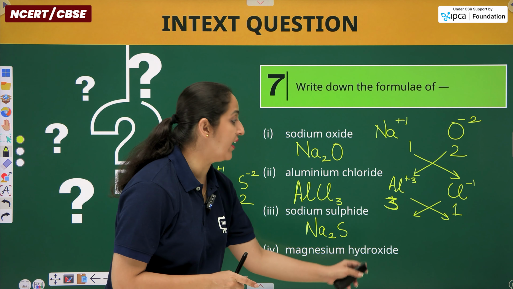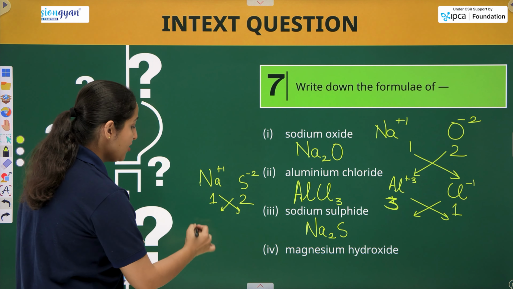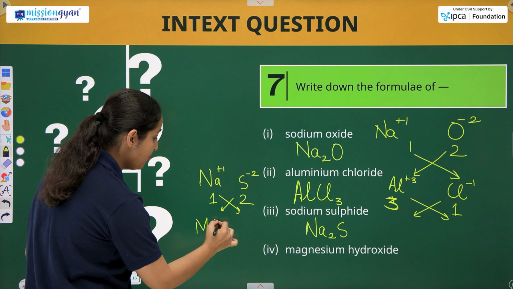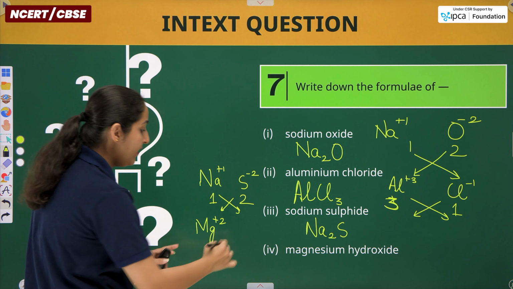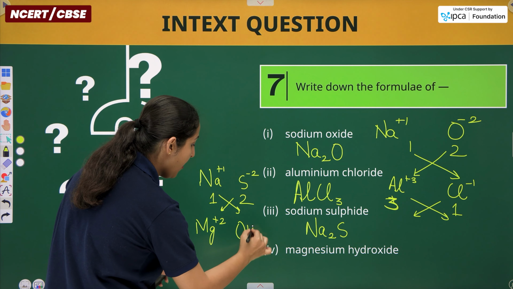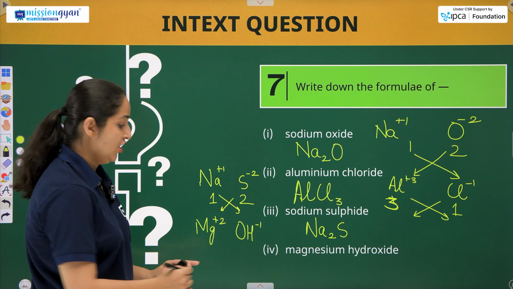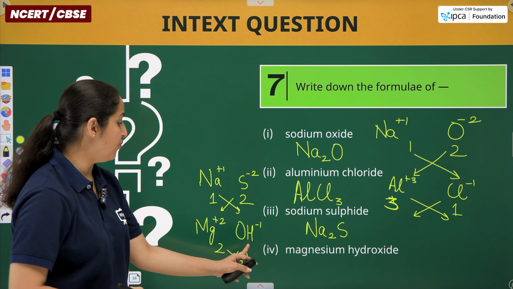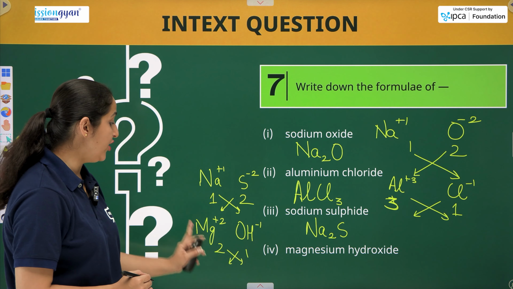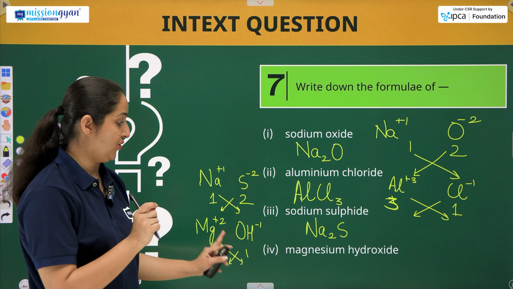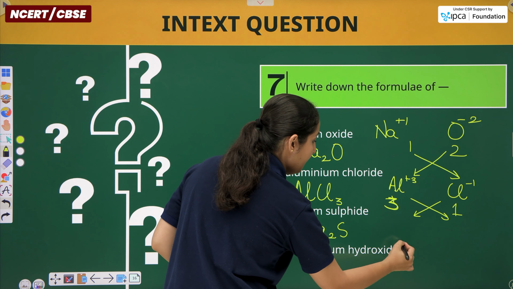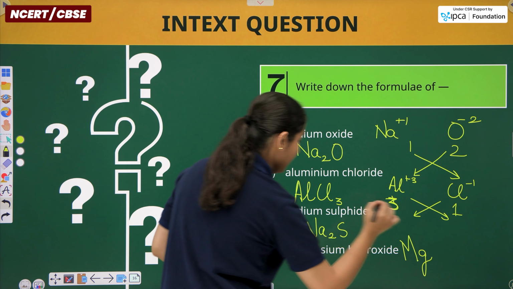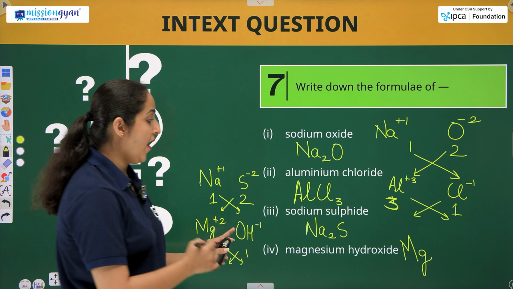And the last one is magnesium hydroxide. So, magnesium is Mg plus 2, remember? And hydroxide ion is OH minus 1. So, 2 and 1, let's cross them. So, that means 1 will go below Mg and 2 will go below OH, okay. So, this will be Mg, 1 we don't write, OH.